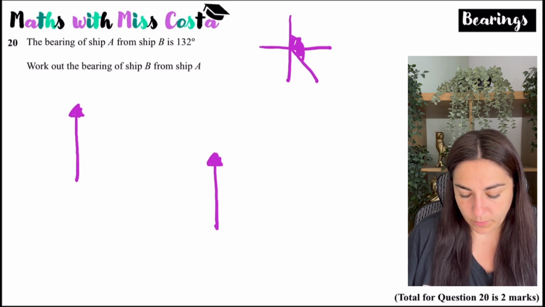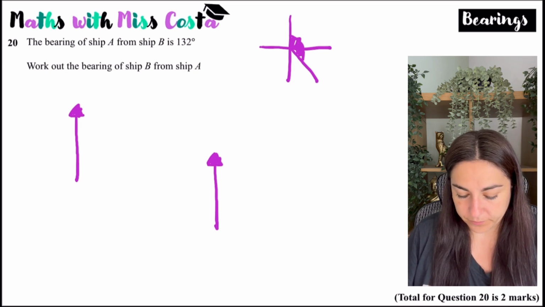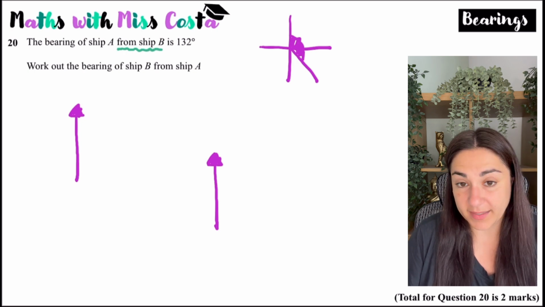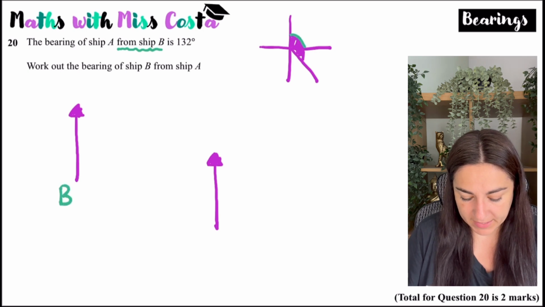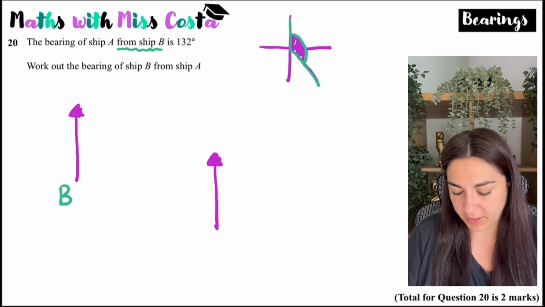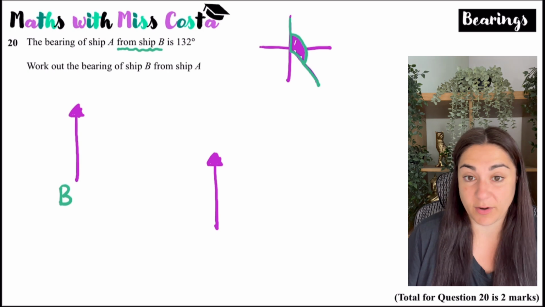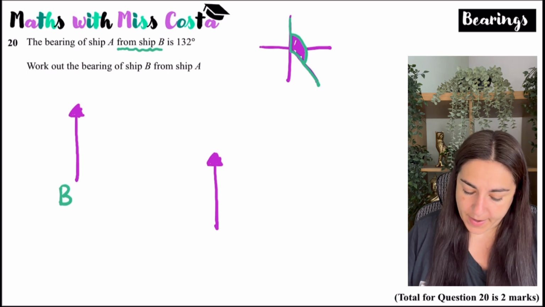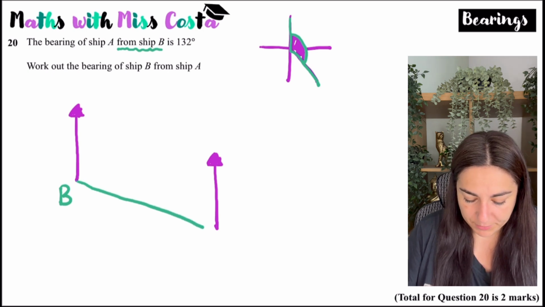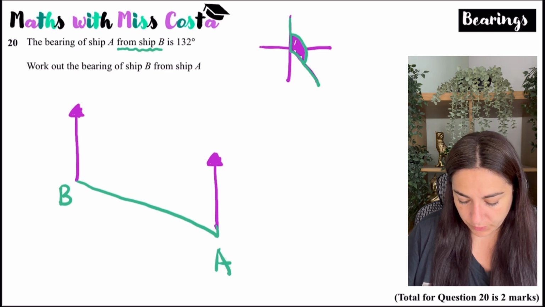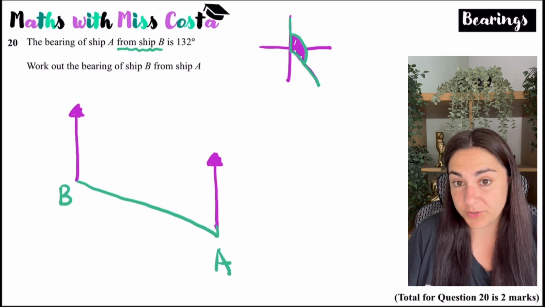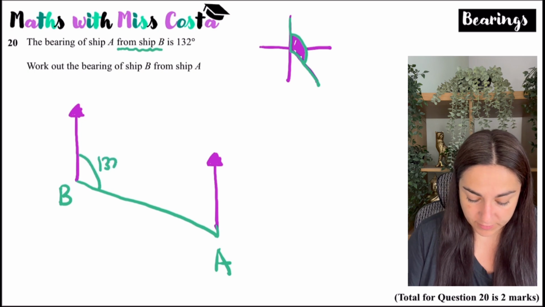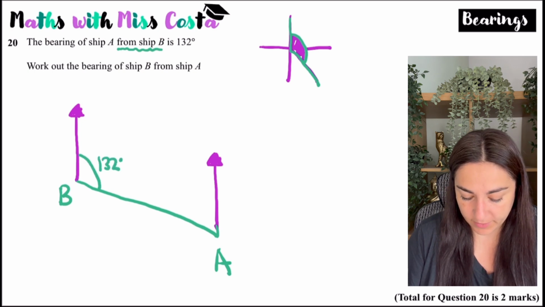So which way are we going to do it? Wherever it says from, that's where we start from. So this would be B, because we know that the bearing has to look like this. 132 degrees is roughly going to be like that. So I can just draw this quick sketch, and I know that the bearing of ship A from ship B is 132 degrees. So the 132 degree angle is over here.